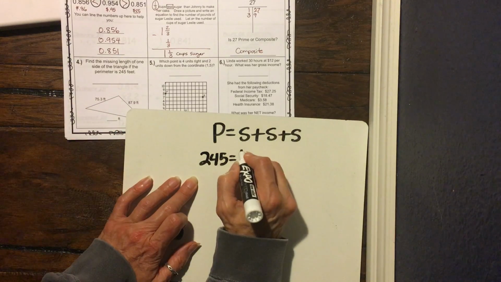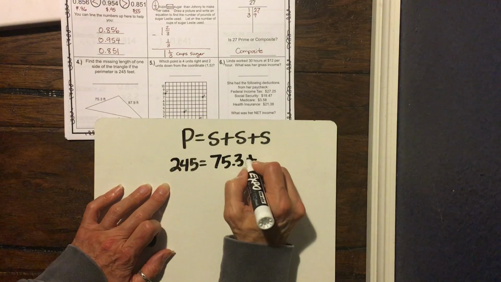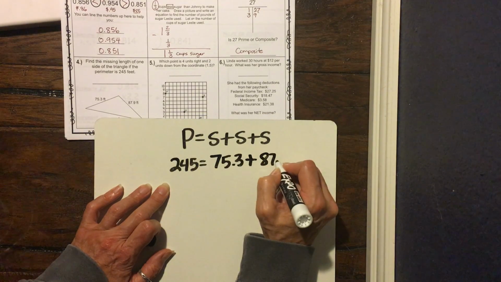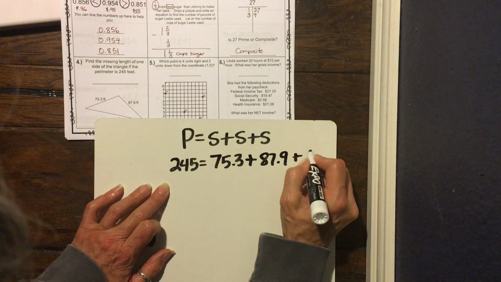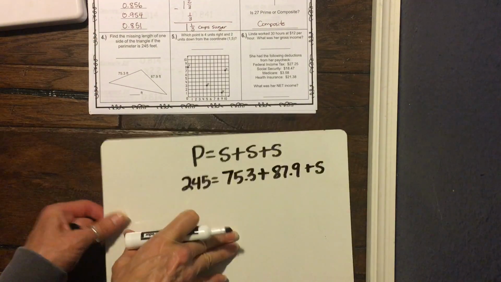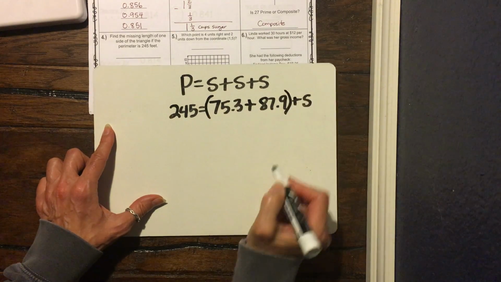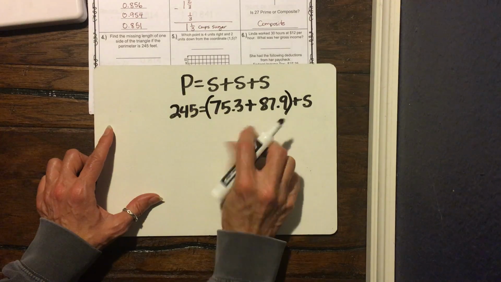We've got one side is 75.3. We've got another side that's 87.9, and then plus S. This is our missing side. This is what we need to find. So if we were going to solve this, what do we need to do first? Well, we need to add these two things together to see what we already have as a total.